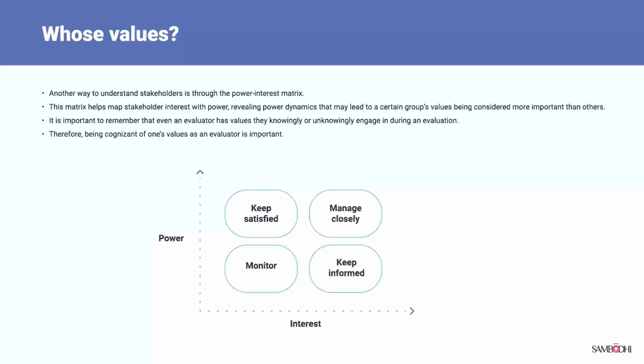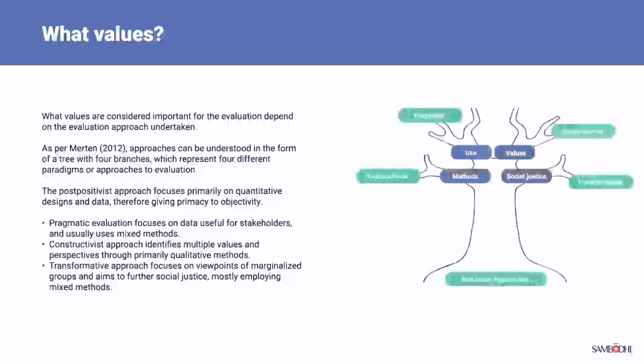It is important to remember that even an evaluator has values that they knowingly or unknowingly engage in during an evaluation. As it is explained with the help of the figure, it is important to be cognizant of one's own values as an evaluator to keep the interest of the stakeholders and manage the information. Now that we have gone through the importance of stakeholders' values and the factors to understand the types of stakeholders, we can now move towards understanding the next question, which is, what values?